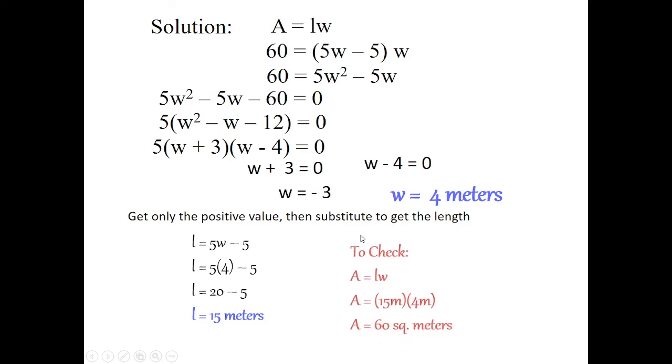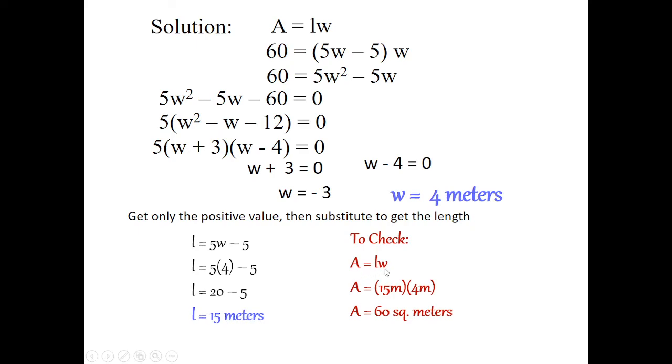Check natin kung tama. The formula is length times the width. So, 15 times 4 is 60 square meters. So, tama siya. Kasi sabi sa problem, the area of the rectangular box is 60 square meters. Therefore, the dimensions of the box are 15 meters by 4 meters. Okay? So, that's it. That's how to solve problems involving polynomial functions.